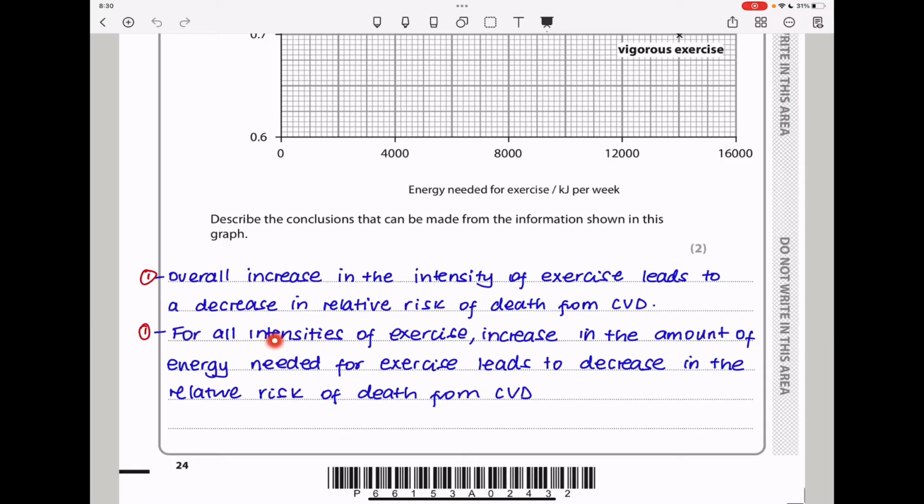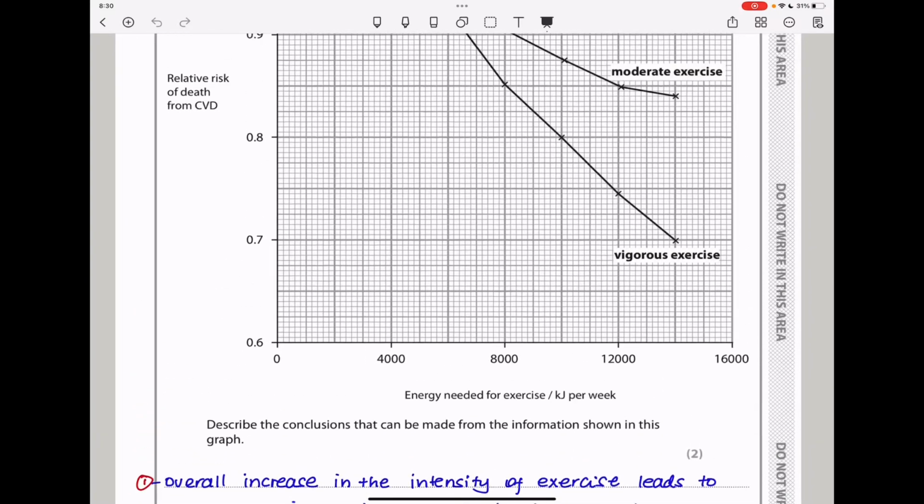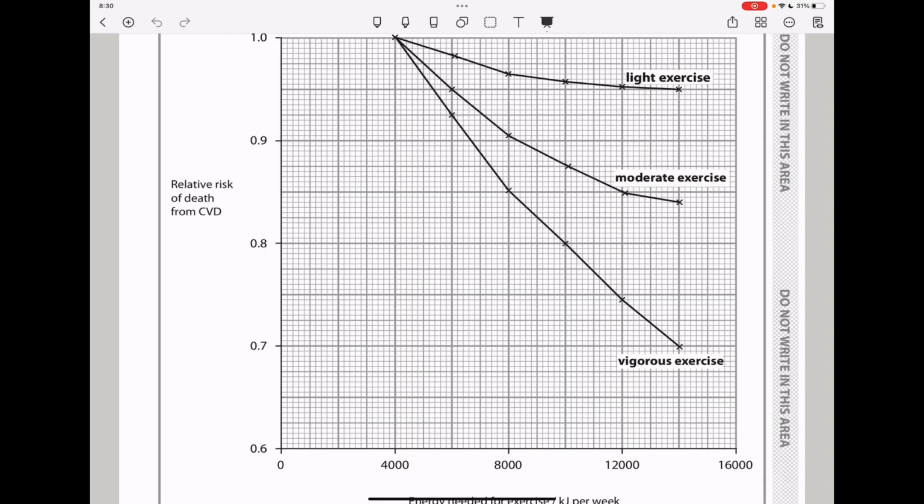I also said for all intensities of exercise, an increase in the amount of energy needed for exercise leads to a decrease in the relative risk of death from CVD. To show this, I could choose to draw a vertical line. At the same amount of energy required, if I draw a vertical line here, we could also see what values we're going to get on this side for all those three curves.